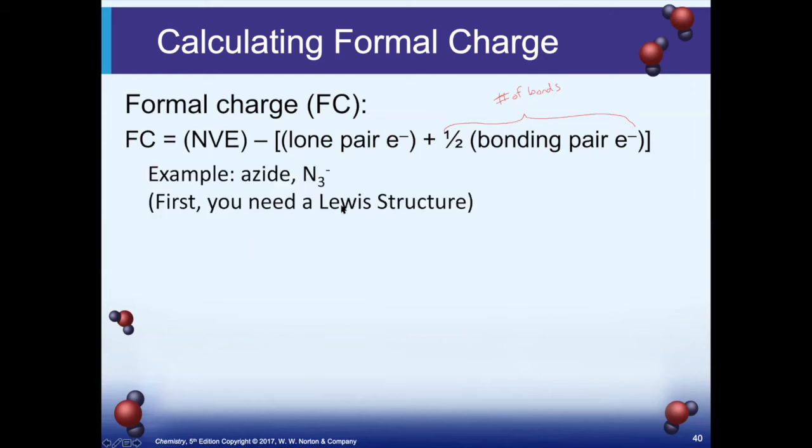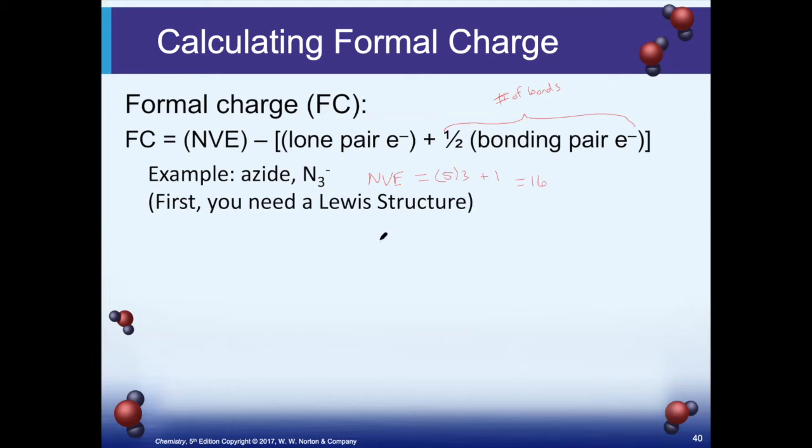Okay, so let's do an example. N3-, this is a polyatomic anion called azide. The first thing we need to do, any time you're going to calculate formal charge, if you're not given the Lewis structure, is draw the Lewis structure. So remember our process for determining the Lewis structure. The first thing I need to figure out is the total number of valence electrons in N3-. There are 5 valence electrons in each nitrogen, and I have 3 of those, but then I have an extra electron from the negative charge, so that's 16.